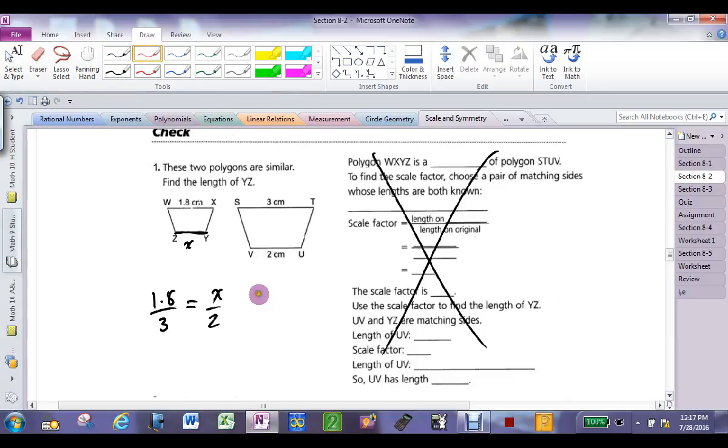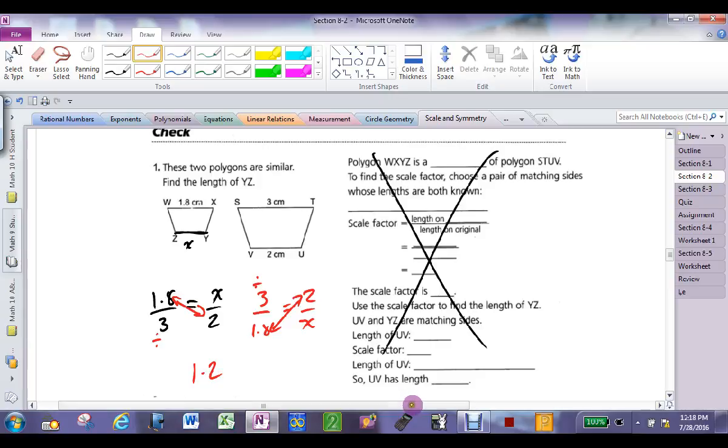Meanwhile, I'm going to reverse it. I'm going to do 3 over 1.8 equals 2 over x. Am I going to get the same answer? Multiply the pair. Divide the spare. Do I get the same answer? 1.8 times 2 divided by 3. I get the same answer, don't I? What is it? 1.2. Everybody cool?